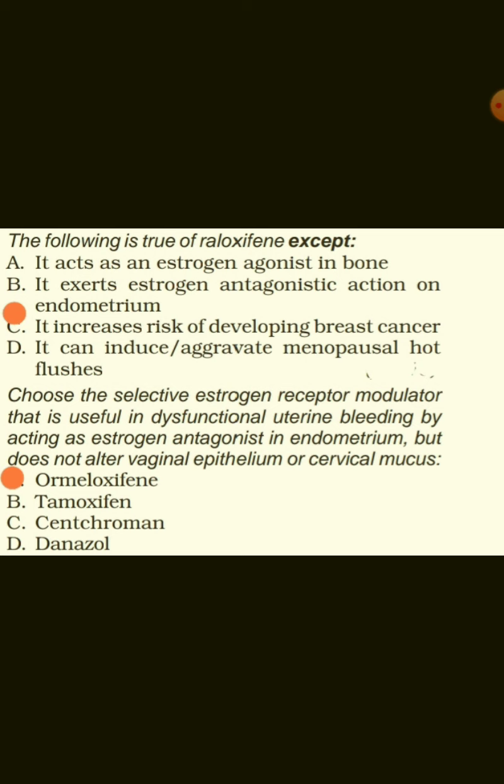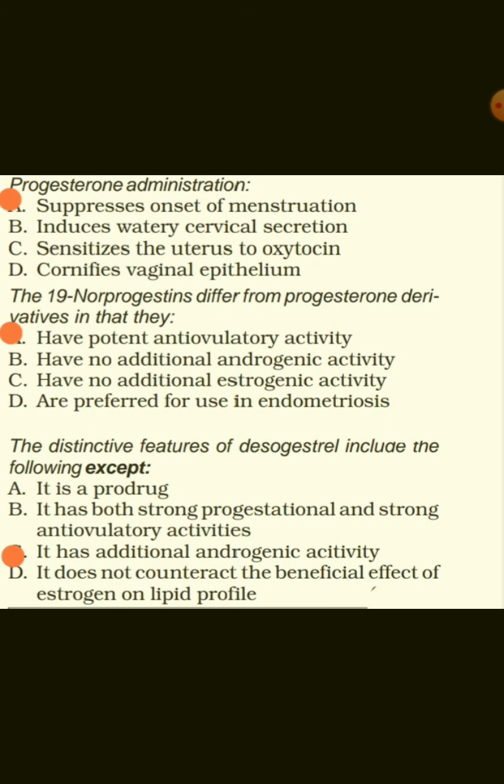Choose the selective estrogen receptor modulator that is useful in dysfunctional uterine bleeding by acting as estrogen antagonist in endometrium but does not alter vaginal epithelium or cervical mucus, that is ormeloxifene. Progesterone administration suppresses onset of menstruation. The 19-norprogestins differ from progesterone derivatives in that they have potent anti-ovulatory activity.